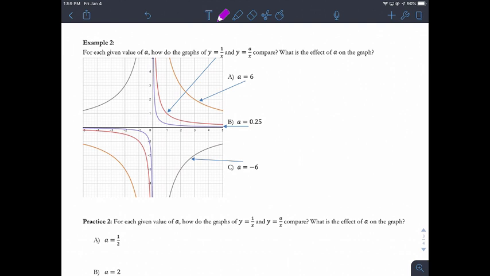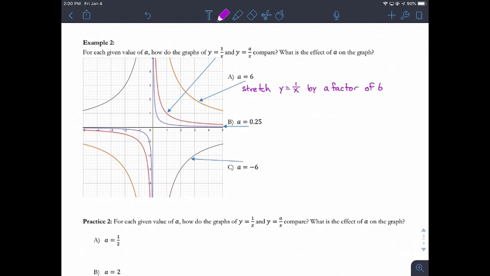So we're just multiplying all of our y values by 6 everywhere on this graph. So whenever a equals 6, we're actually stretching our graph by a factor of 6. So we're stretching y equals 1 over x by a factor of 6. We know that we're stretching because if you look back at your table, 6 is greater than 1, and therefore it's going to be a stretch.